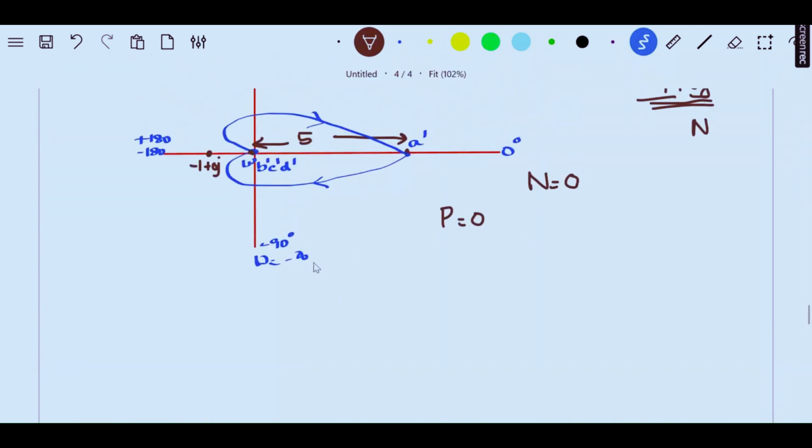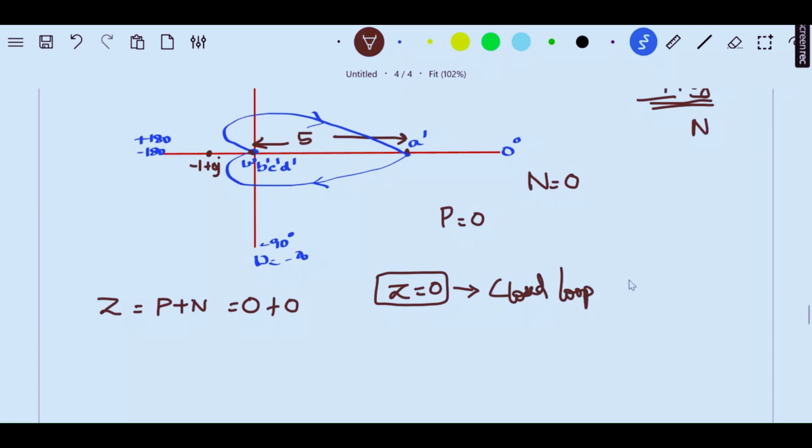Therefore, finally, the calculation, the last step which I told you in the previous video, we are going to calculate Z, which is P plus N. So here P is 0, N is 0. Therefore, Z is 0. So therefore, this particular transfer function makes sure that even the closed loop control system is also stable. So in this problem, we also got stability for both open loop and closed loop. Even open loop was stable, and even the closed loop is also stable.